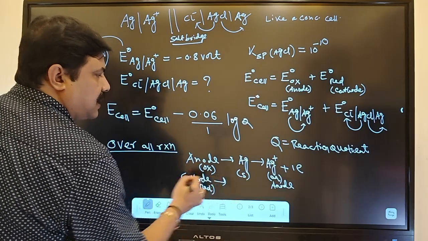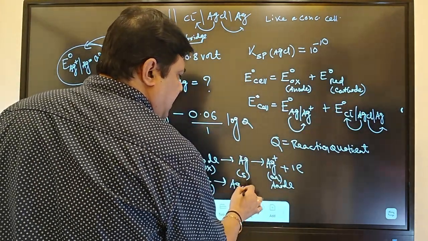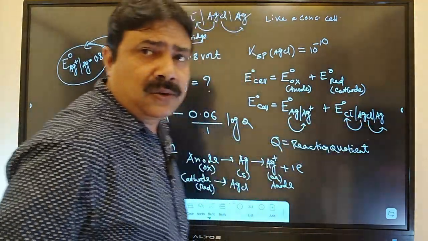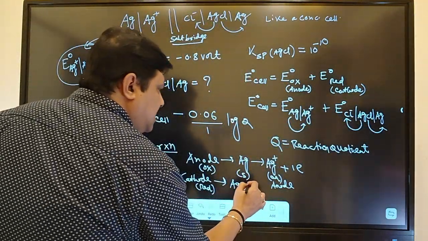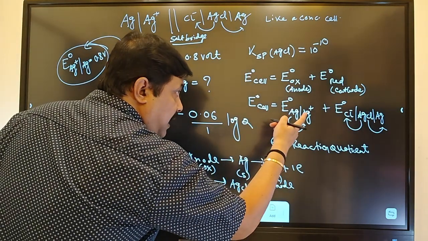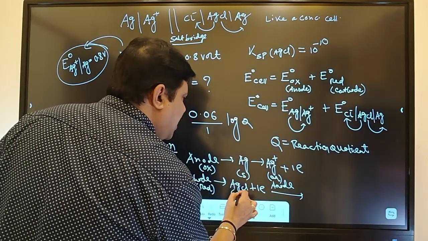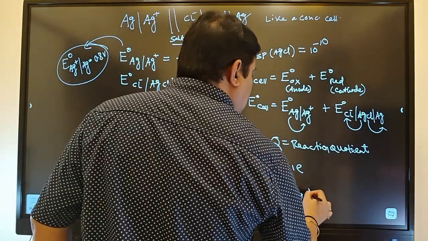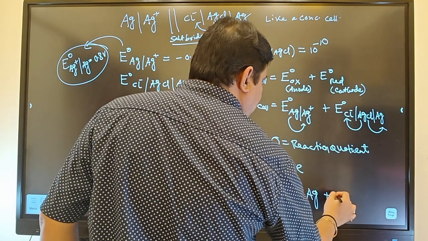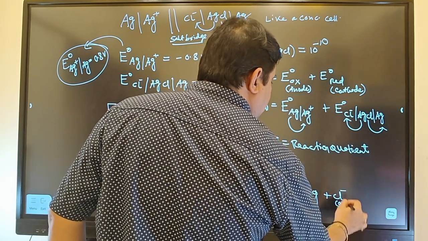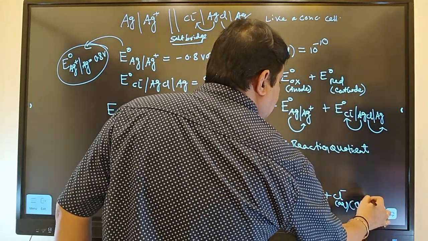Reduction means gain of electron. So what is happening in the reduction? You can write down the reaction in one shot, by looking at my arrow. Cathode means going, so AgCl is converting to Cl minus and Ag by gain of one electron. AgCl is a solid, and it will be converted to Ag, leaving behind the Cl minus, which is aqueous. It is at the cathode.